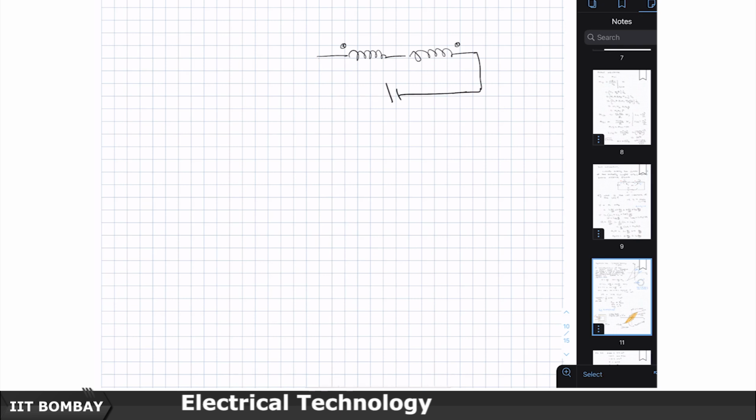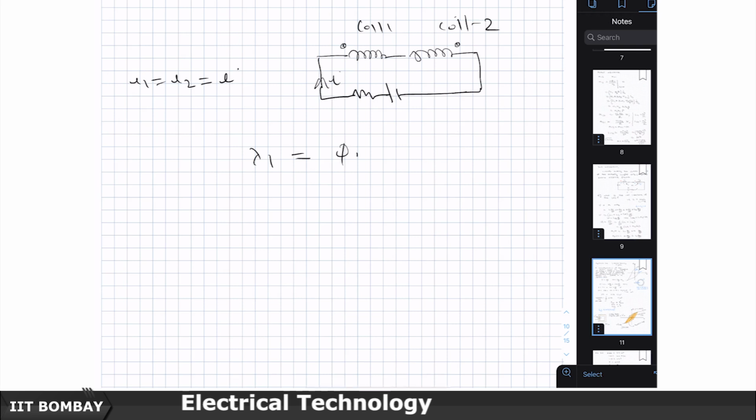The current which is flowing through them is still I, that is I1 is equal to I2 is equal to I. Now, look at it carefully. What happens to lambda 1? This is coil 1, this is coil 2. What happens to lambda 1?